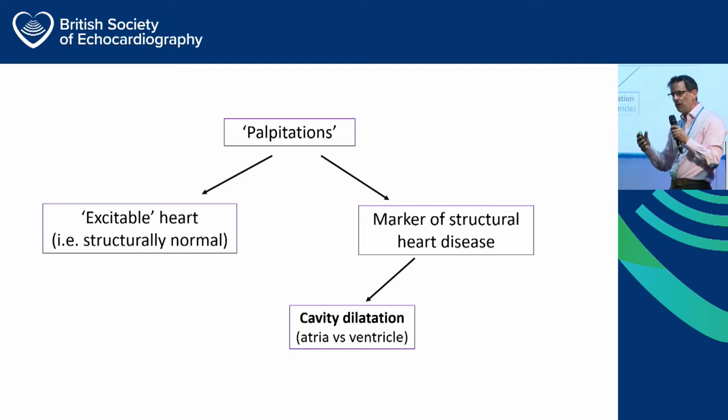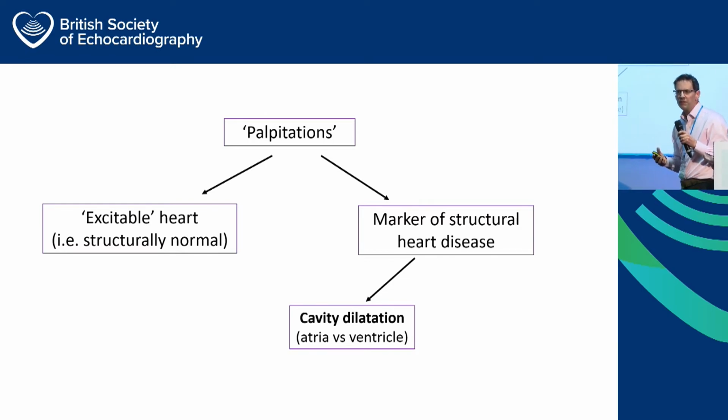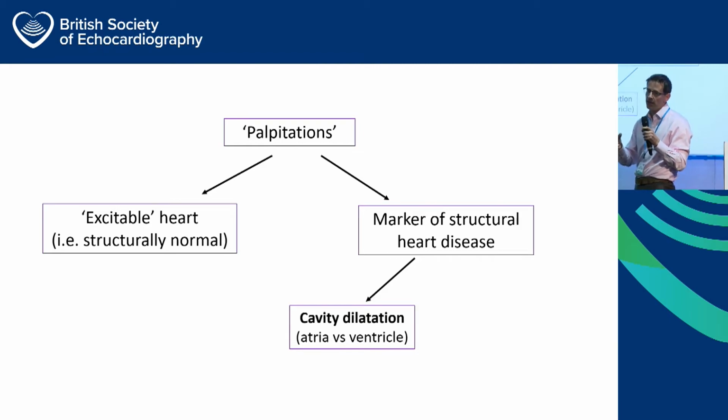And with our echo, which is really going to be the weapon of choice, the tool of choice with these people, we're looking for some key features. We're looking for cavity dilatation, because a dilated cavity complains. And if it's an atria, you get an atrial arrhythmia. If it's a ventricle, you get a ventricular arrhythmia. And there's problems which go with each of those, but I think you all know which one of those two you'd rather have.